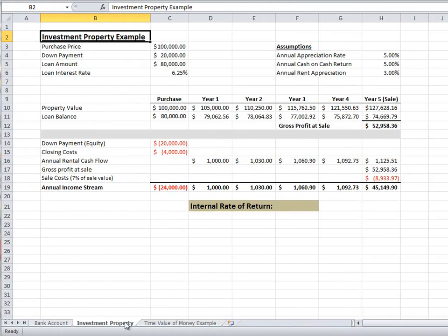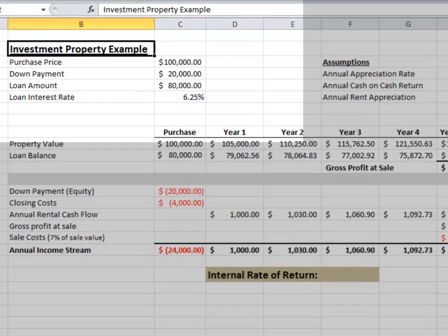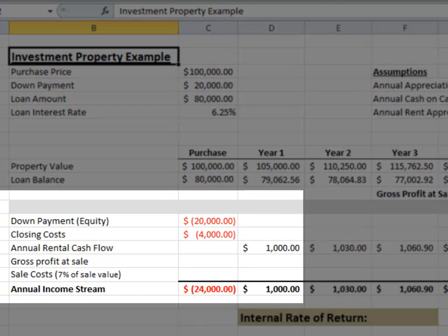Now let's determine the income stream for our investment property option. The property we are looking at purchasing has a purchase price of $100,000. We plan on getting a mortgage and will be putting 20% down on the property, leaving a loan amount of $80,000, which will be financed at a 6.25% interest rate. Our total outlay with this investment will be our $20,000 down payment and $4,000 in closing fees, which equals the same dollar value as our bank account option.